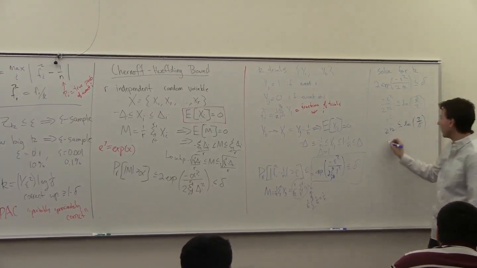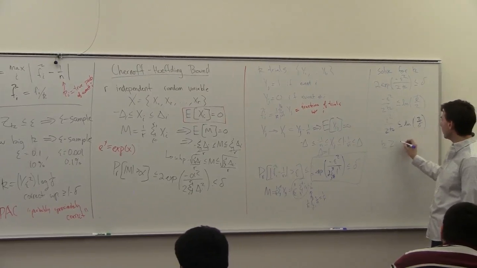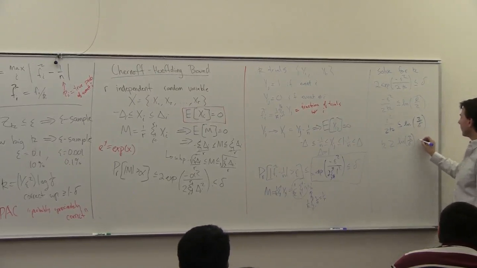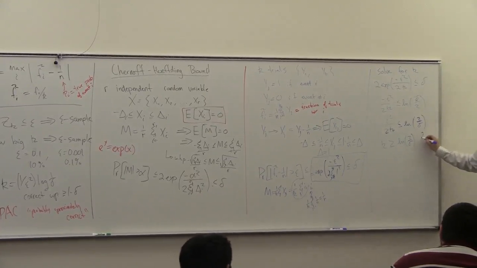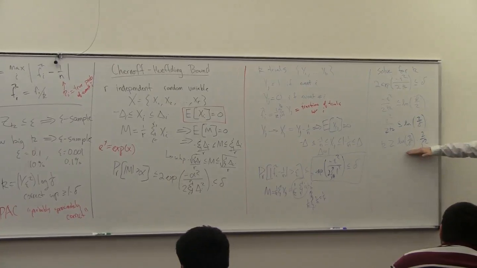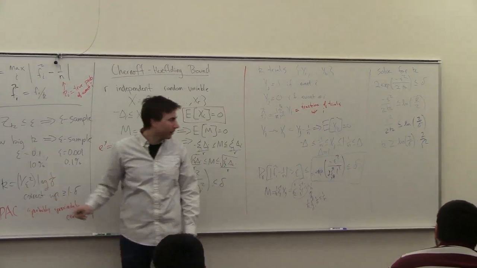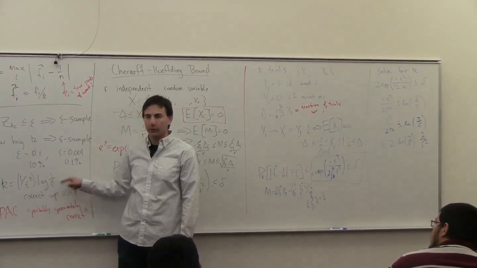Now I just need to solve for k. I'm going to move the k to this side and write it this way. So L of 2 over delta times 2k, 2 epsilon squared. Sorry, 2 over epsilon squared. So this k needs to be about... what did I get here? I got k equals 1 over epsilon squared, or it should be, I guess, 2 over epsilon squared times natural log of 2 over delta.